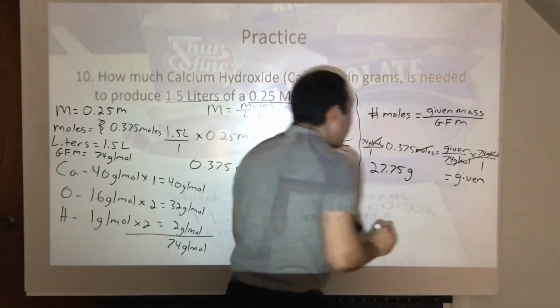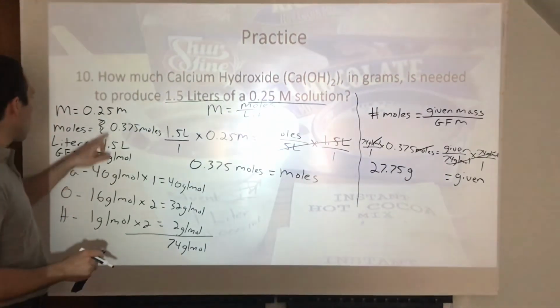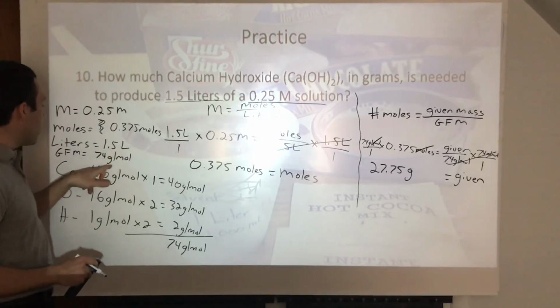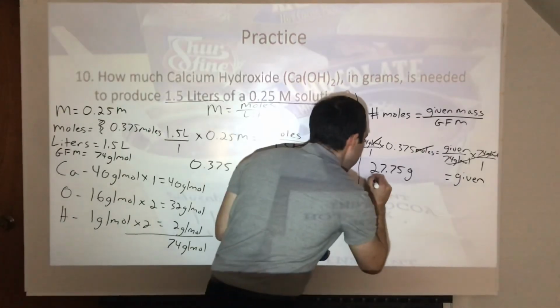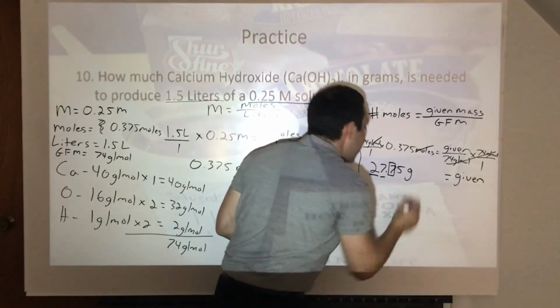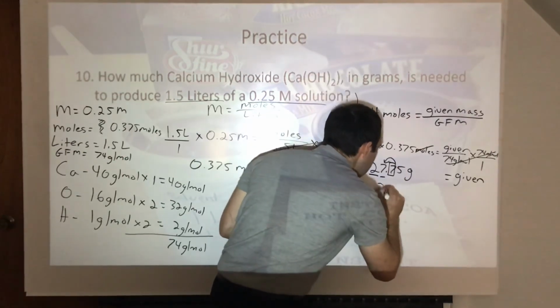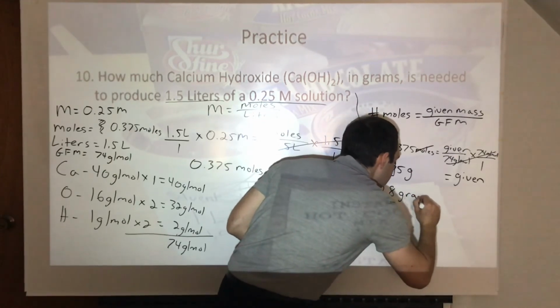When we multiply 74 times 0.375, we get 27.75 grams. We look at our original numbers for significant figures. 2 significant figures, 3 significant figures, 2 significant figures, 2 significant figures. So our answer will be in 2 significant figures. 7 is higher than 5, so that's going to round the 27.75 up to 28 grams.